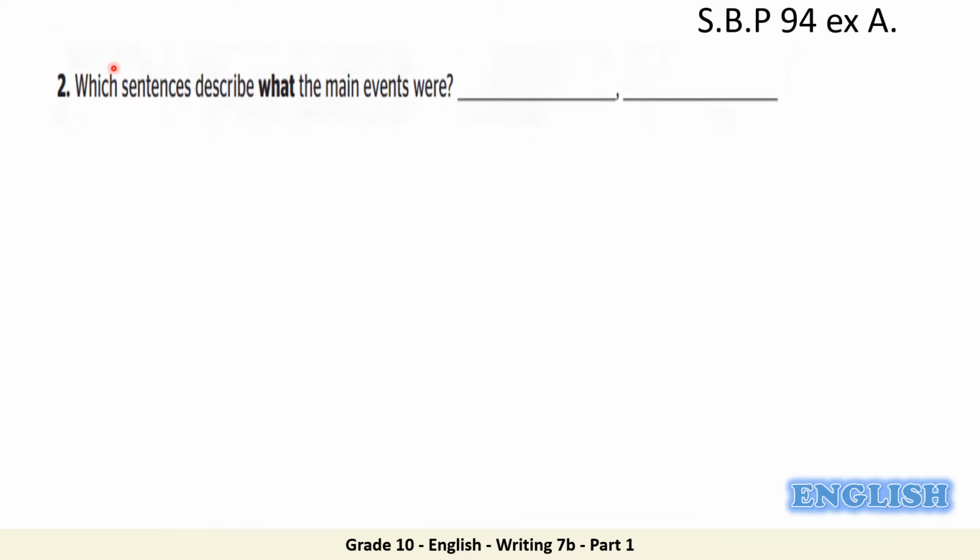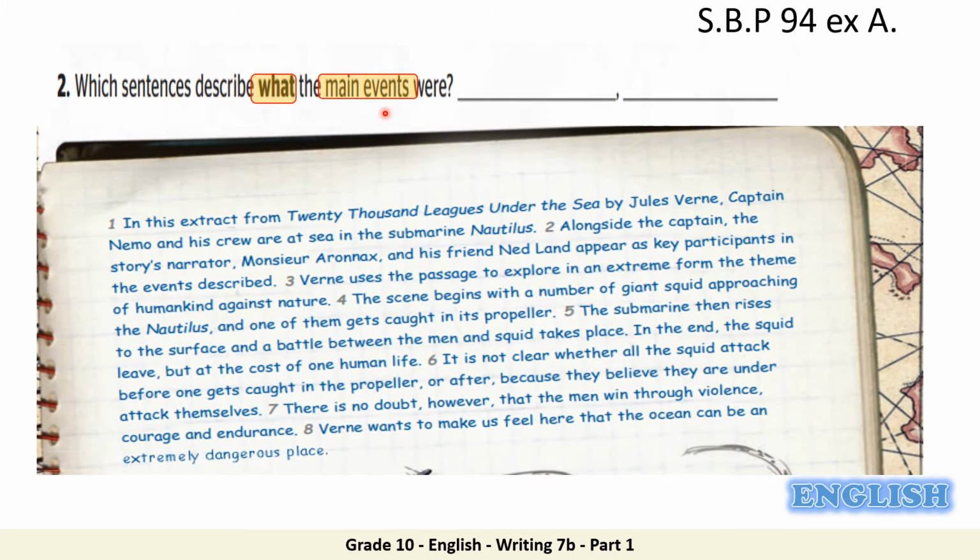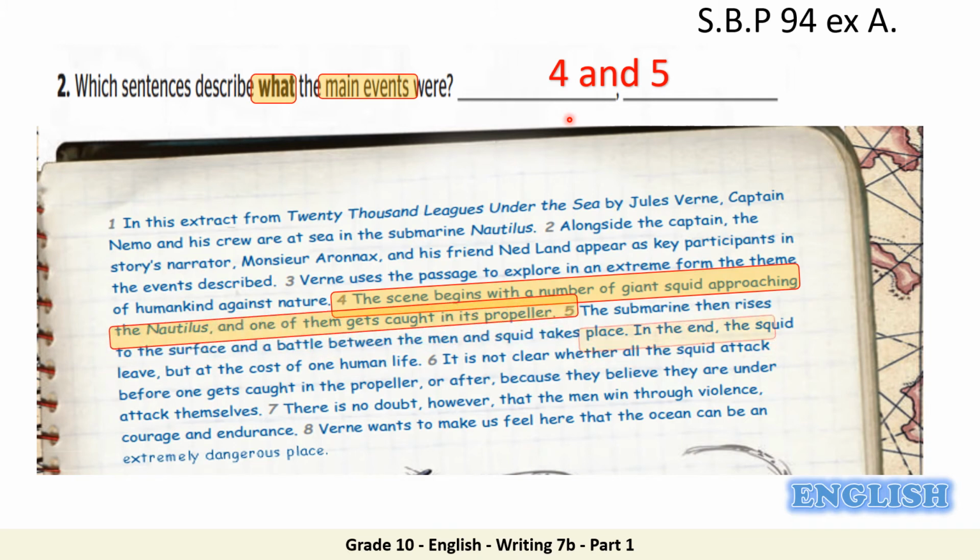Question 2. Which sentences describe what the main events are? So here we need the sentences that talk about the main events or describe the main events of the story. Let's go to the extract, pause the video for a while, highlight the sentences that talk about the main events. And now let's answer. The correct answer is, can you say that? It's correct. Sentences 4 and 5. So let's highlight sentences 4 and 5.